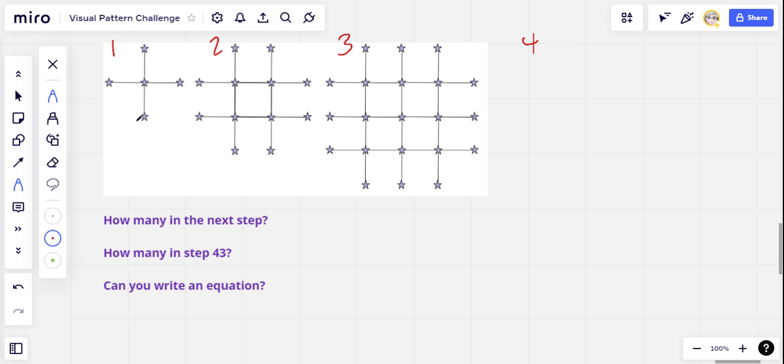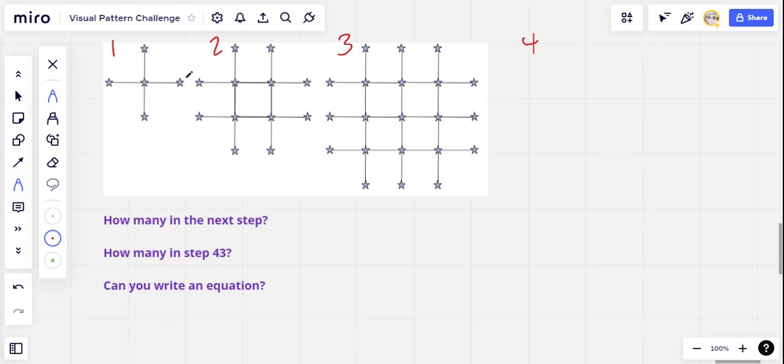Okay, so it looks like we have these crossing lines, kind of tic-tac-toe lines, and then we're putting a star at every intersection and on the ends as well. So, vaguely these are like squares, so I'm thinking we're going to have a quadratic pattern here, but I guess we can look at the numbers and check that out. Let's see if we can just predict step four, though.